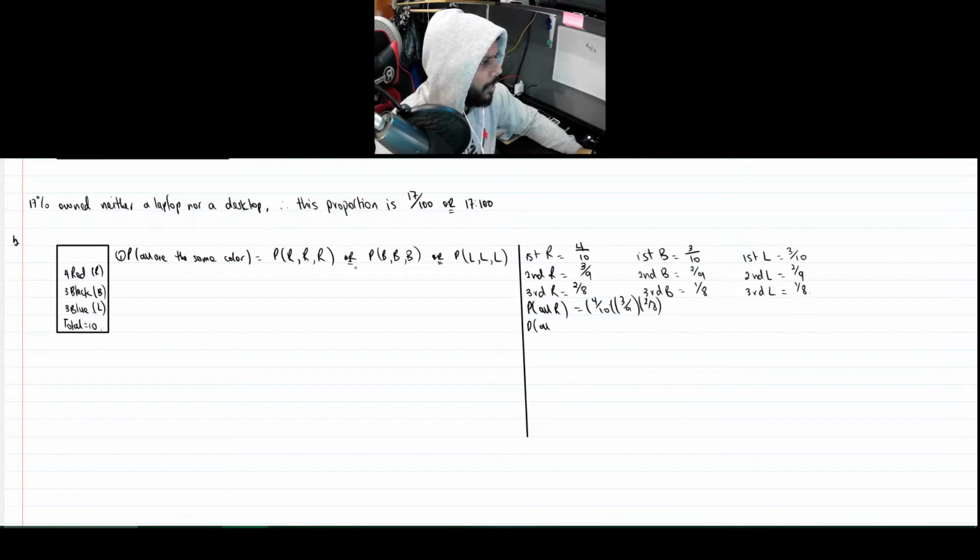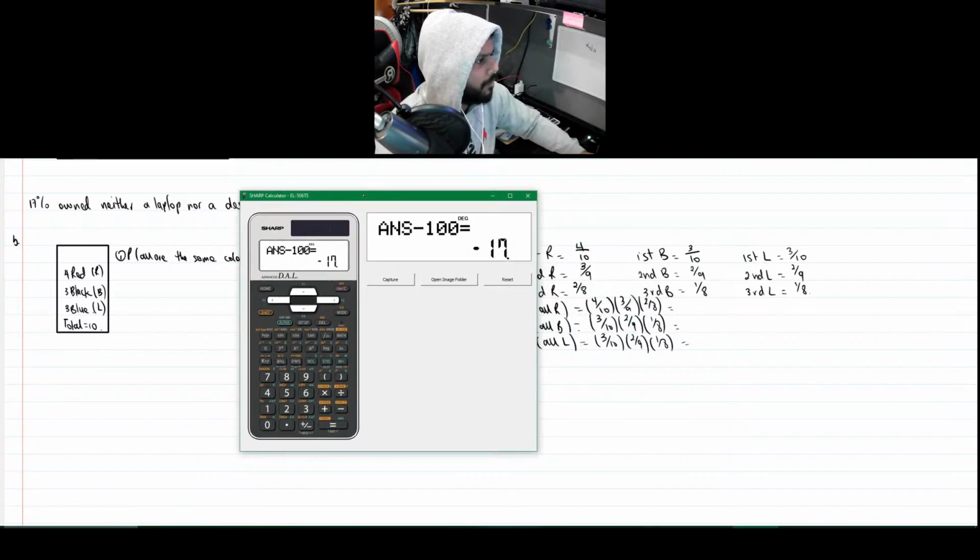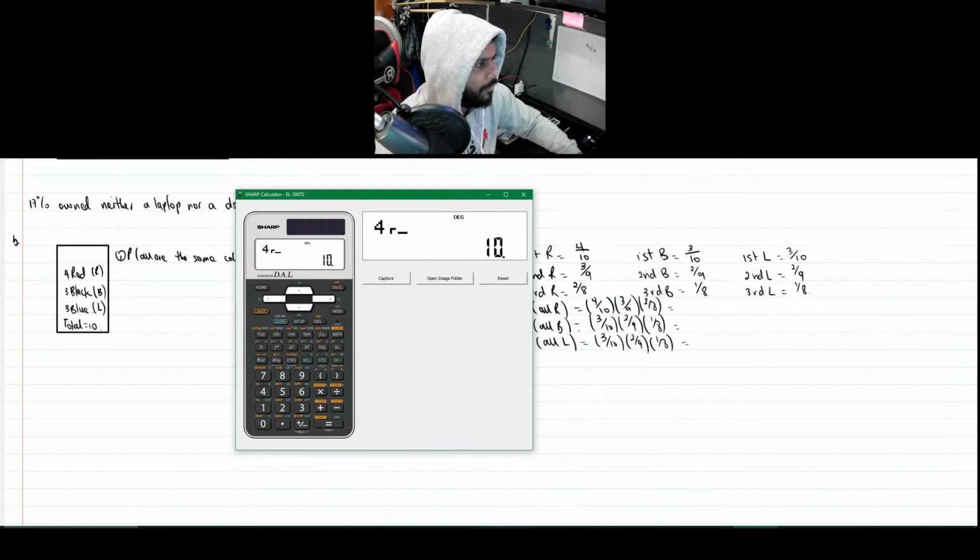The probability that we have all black, again, is a multiplication. Let's bracket that side. It could be 3 out of the 10 by 2 out of the 9 by 1 out of the 8. And the probability that we have all blue could be 3 out of the 10, 2 out of the 9, and 1 out of the 8. We'll jump on the calculator. 4 over 10 multiplied by 3 over 9 multiplied by 2 over 8, 1 over 30.